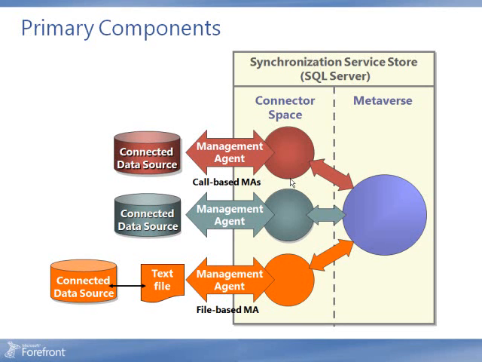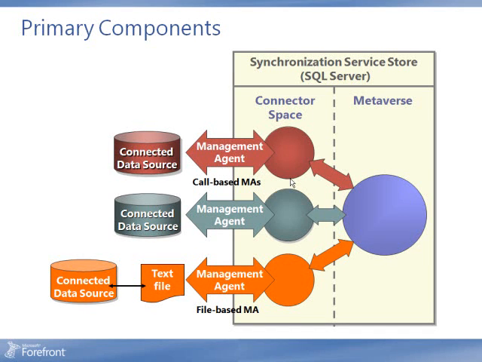The connector space is a storage area and a staging area. It contains the holograms, the states, that are used to decide whether information in a data source has changed or needs to be changed. It is also where changes are staged on their way into and out of FIM. Each data source has its own logical area in the connector space, which is managed by its corresponding management agent.